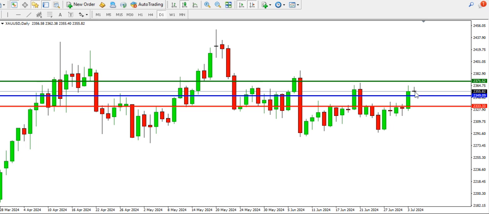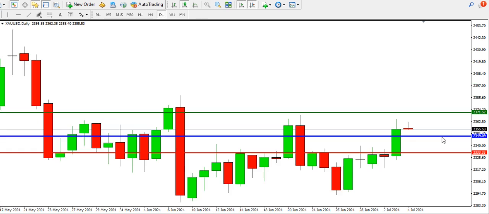But we can see that today's price opened above the pivot line and attempted to reach the first support, but price is currently retracing towards the pivot line, and today's daily candle is showing that price might likely drop to test the pivot line. Price is currently at 2355, so we might see price drop to 2349.